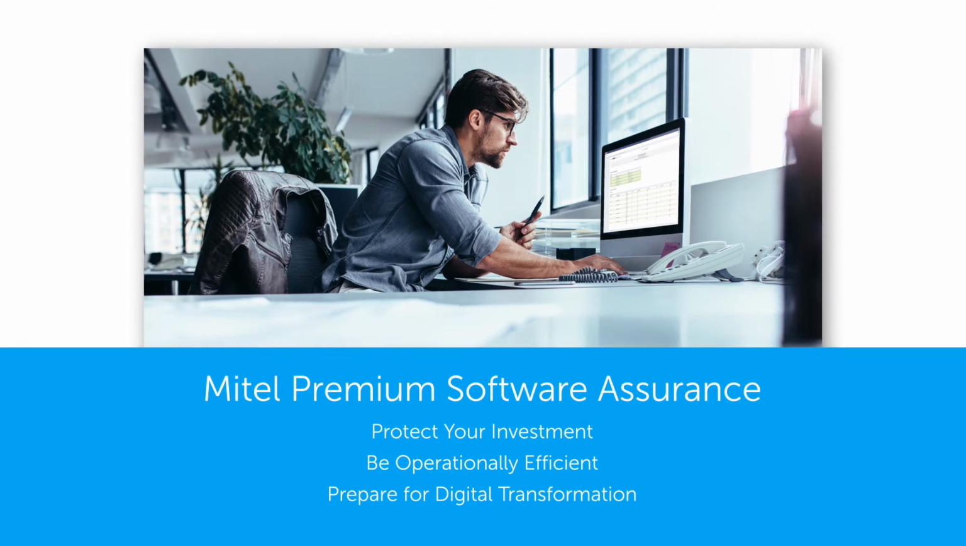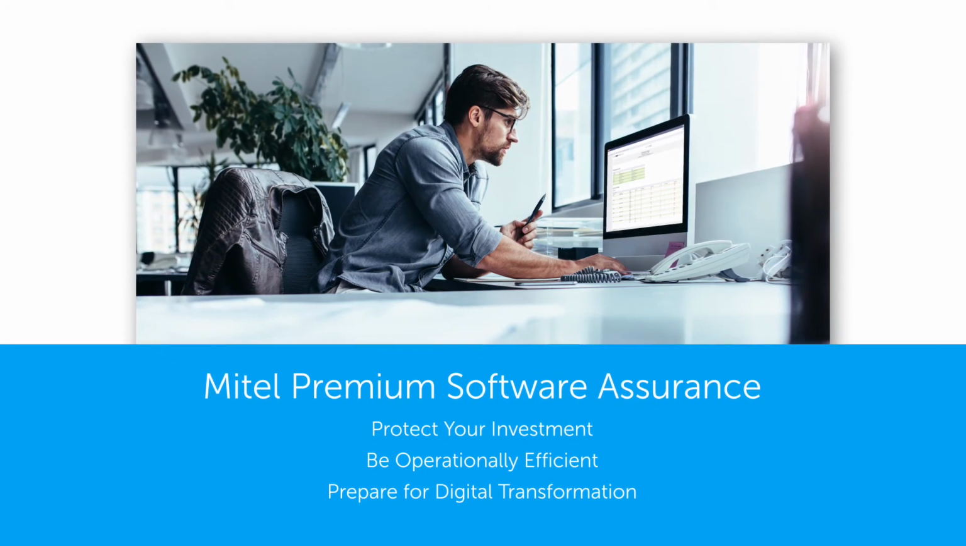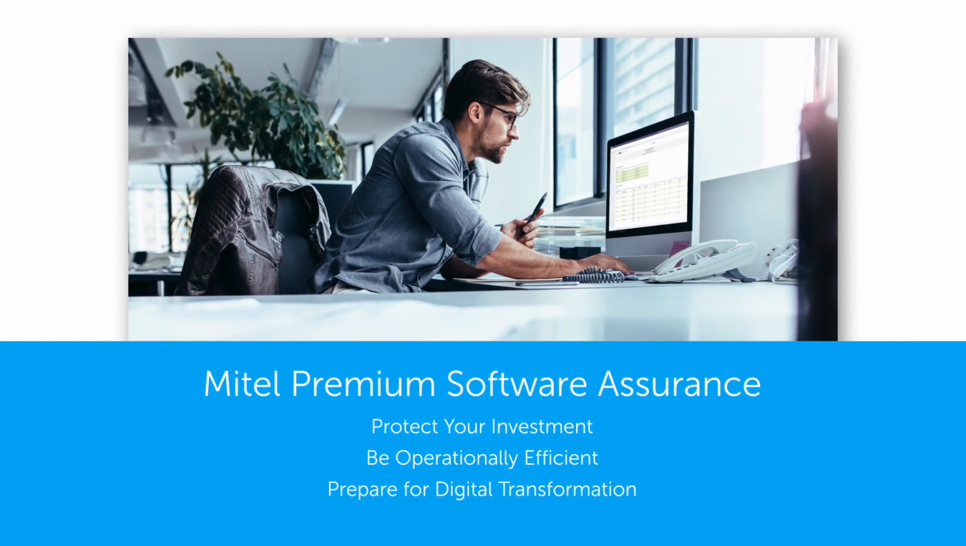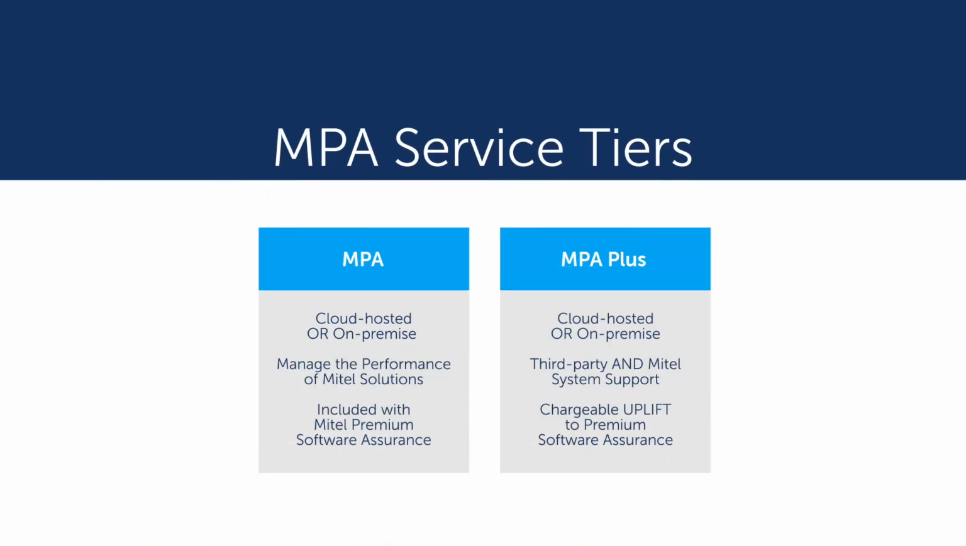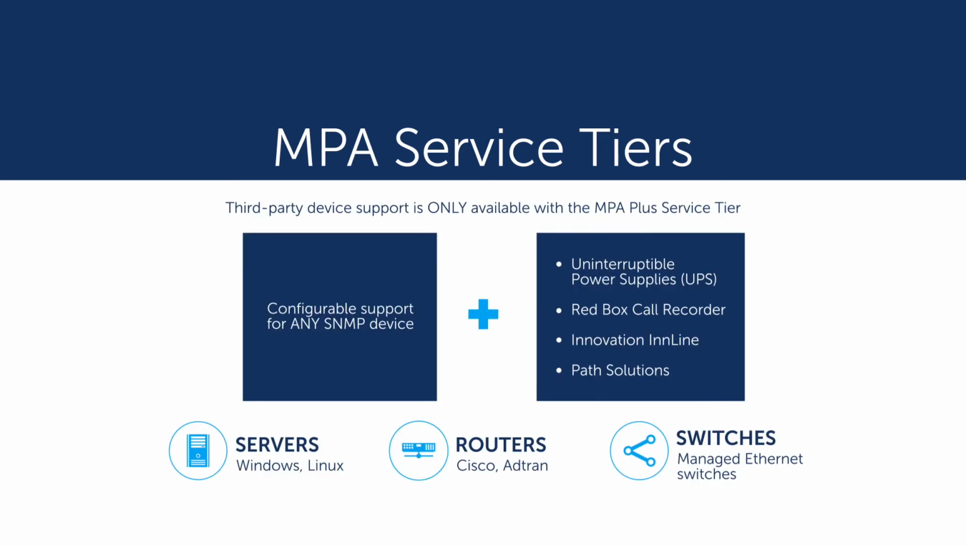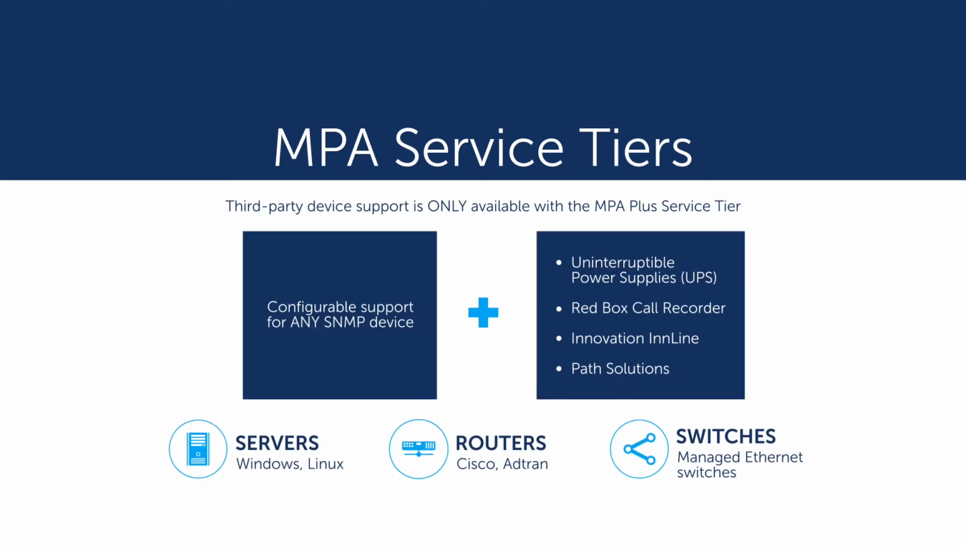MPA is included with your Premium Software Assurance subscription. Mitel Premium Software Assurance provides you support 24 hours a day, 7 days a week to protect your Mitel investment. MPA has two service tiers that include performance management of both cloud-hosted and on-premise devices. The MPA Plus service tier includes third-party device support and is a chargeable uplift to Premium Software Assurance.